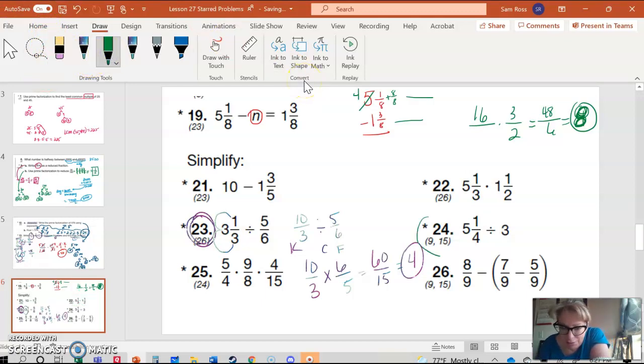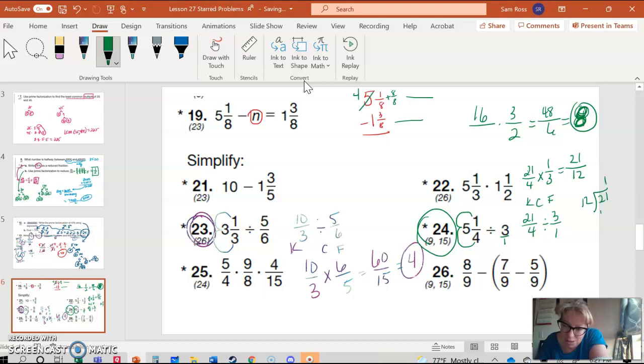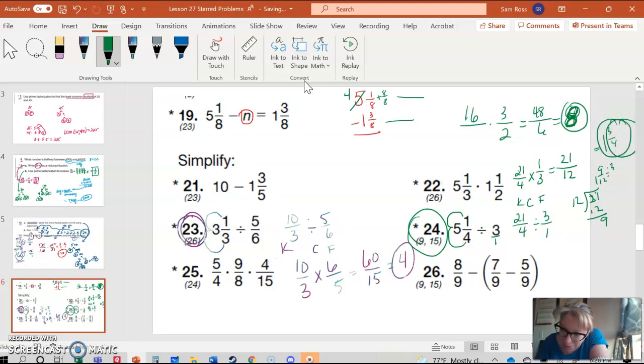All right, 24, right here. So I'm going to popcorn this. 4 times 5 is 20, plus 1 is 21/4, divided by, and this I'm going to make 3/1. Now I'm going to keep change flip. So I have 21/4, change division to multiplication, and 1/3. 21 times 1 is 21. 4 times 3 is 12. That doesn't go in evenly. So let's see, 12 goes into 21 once, with how much left over? 9. 1 9/12, and then I'm going to divide by 3, and I get 1 3/4. I kind of ran out of room on that one. I'm sorry.